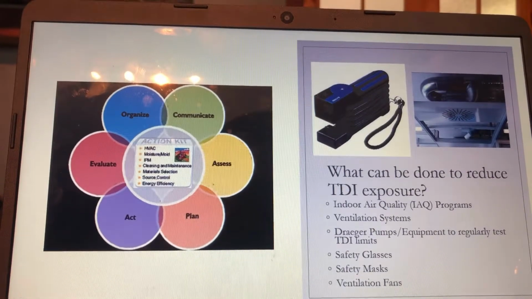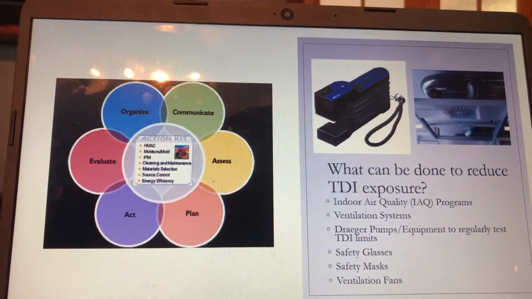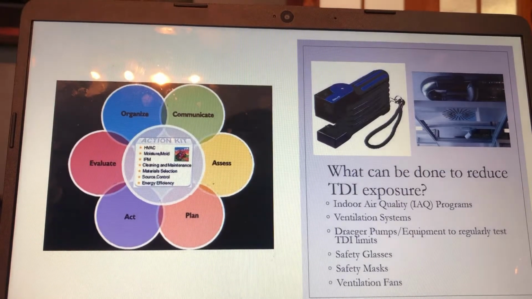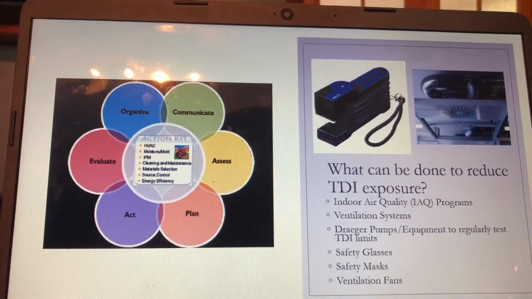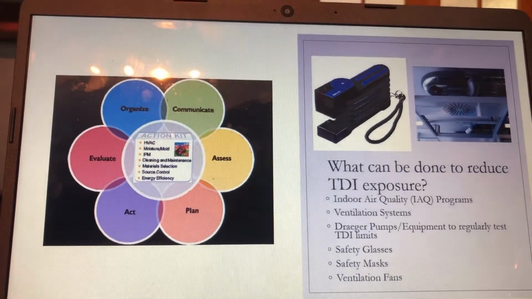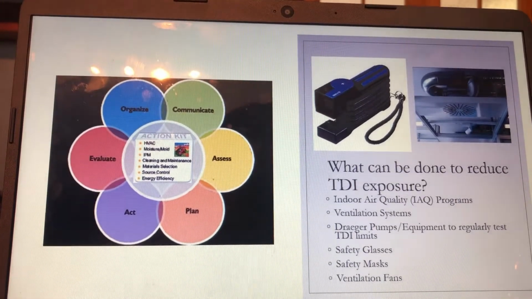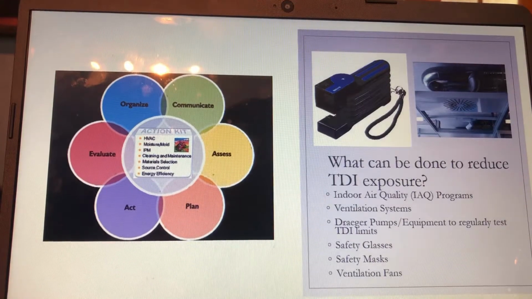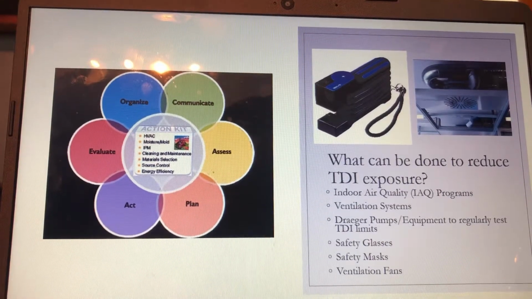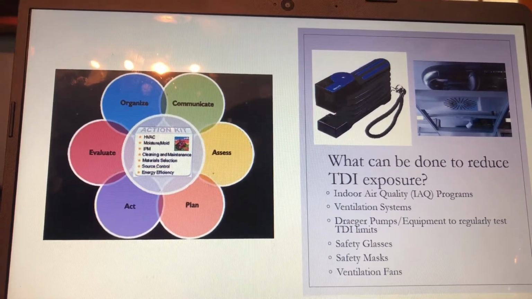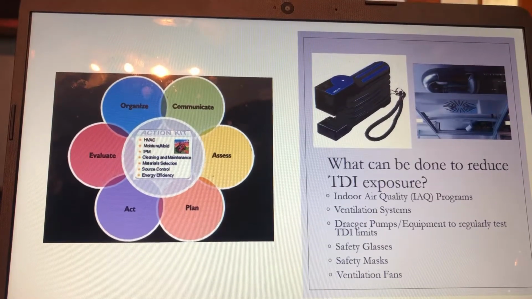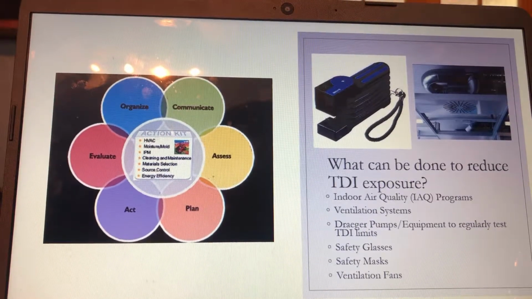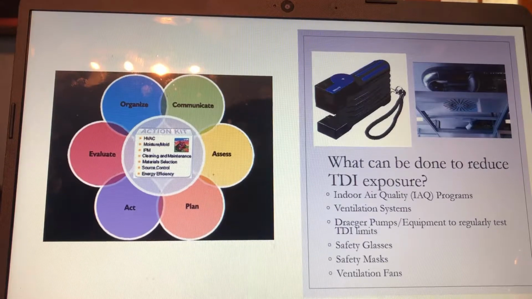Next, you could always use safety glasses. Safety glasses significantly reduce exposure to the eyes and to the skin as well. Next, you can always use safety masks. Safety masks can prevent some air particles from being breathed in. Finally, much like ventilation systems, ventilation fans can significantly improve the air quality in a facility.